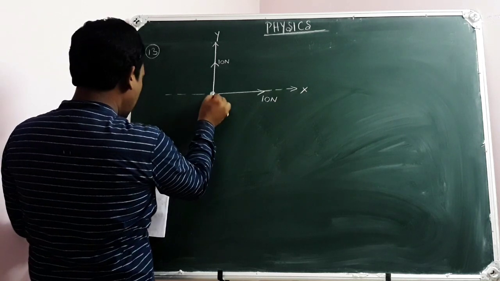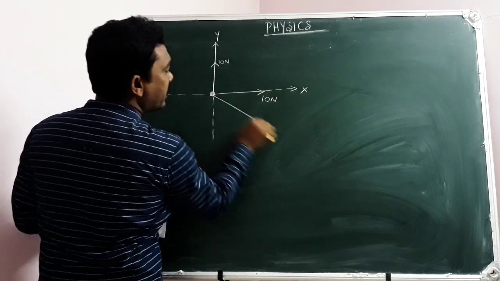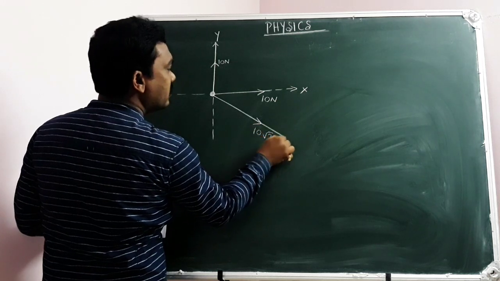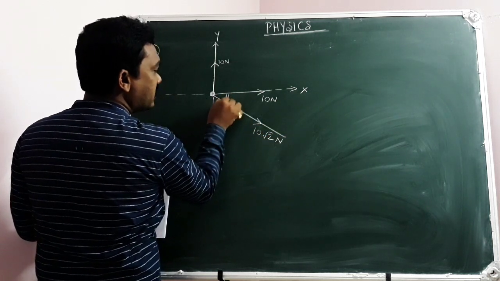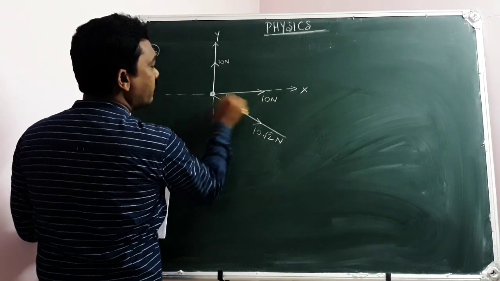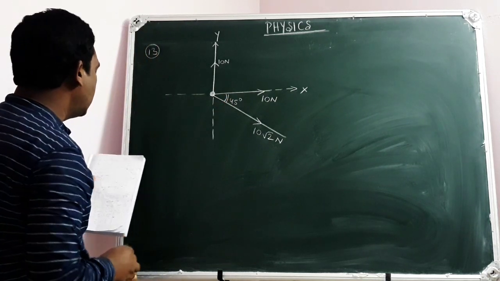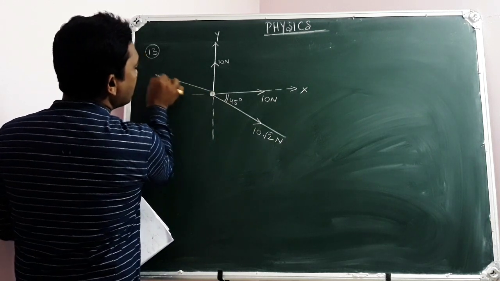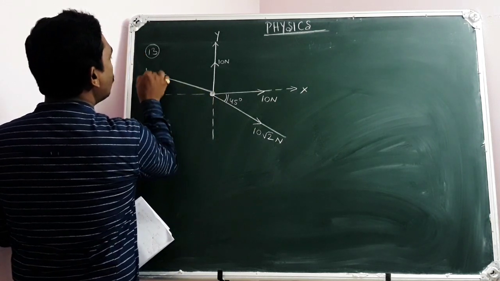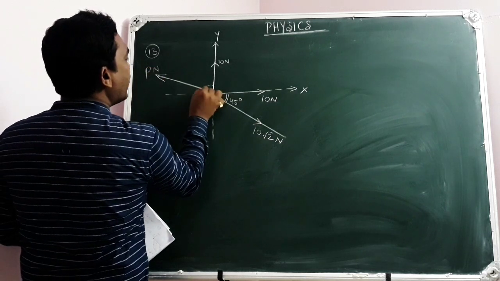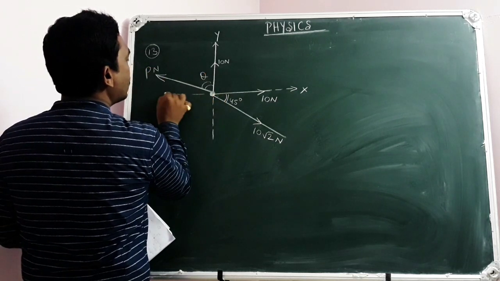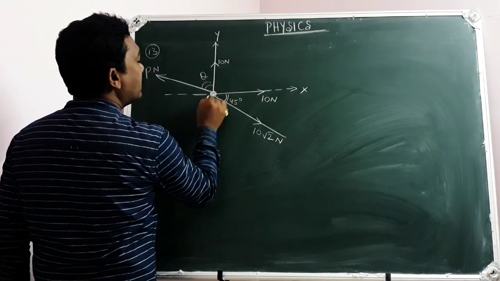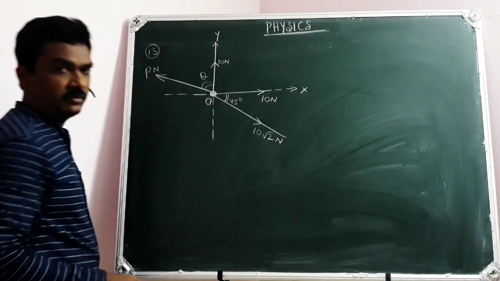According to the data, there is a force of 10 root 2 Newton acting on the particle at the same time at an angle 45 degrees in fourth quadrant. And in second quadrant, there is a force of P Newton acting at an angle theta with y-axis, keeping the particle under equilibrium.